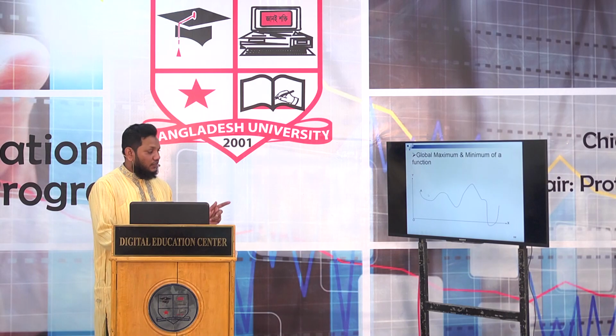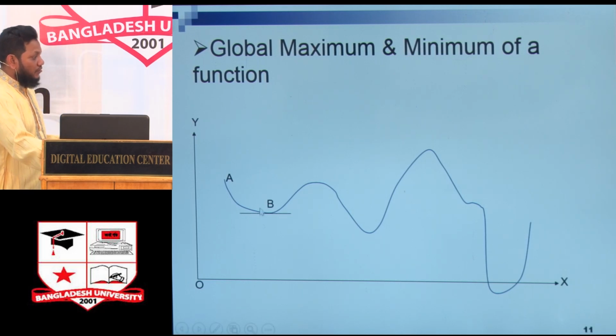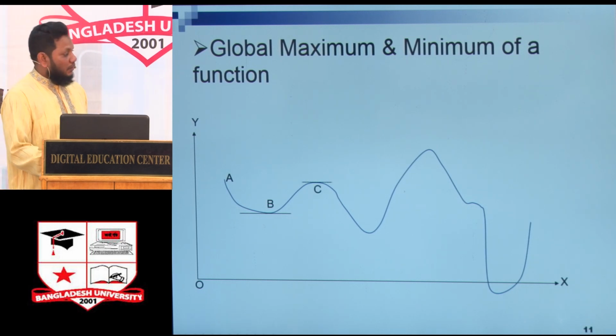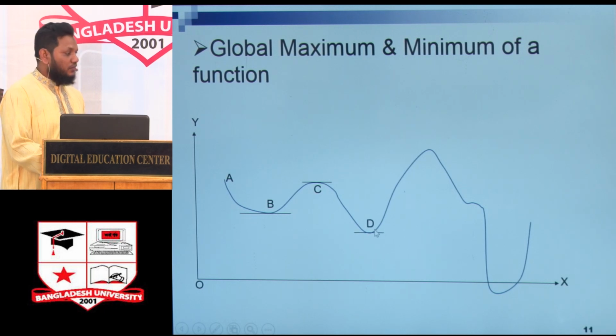So we cannot say this point A is a stationary point or critical point. Now we can say the critical point is B. B is a critical point because at this point f prime x equals 0, and we see another point C, f prime c equals 0 here.